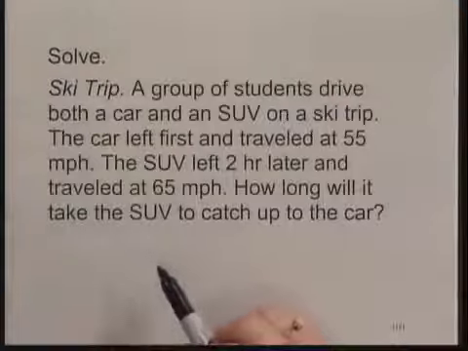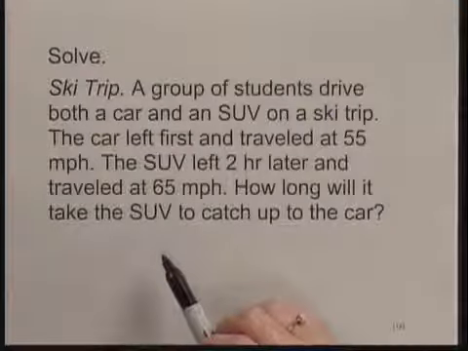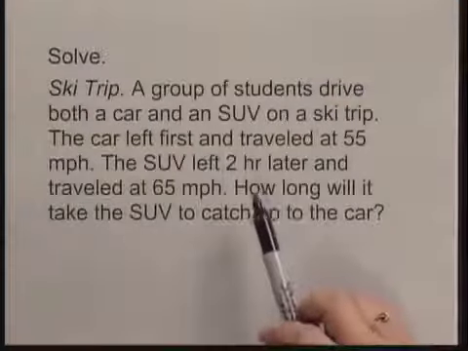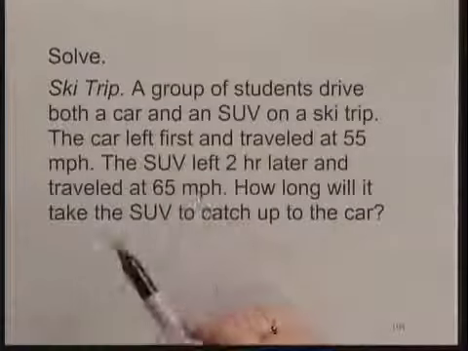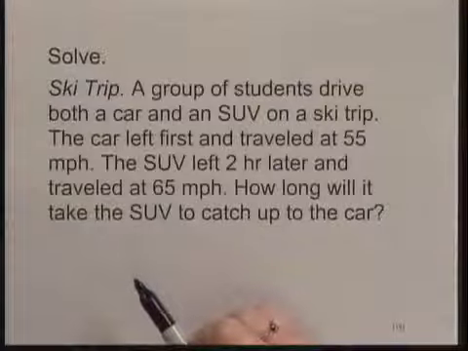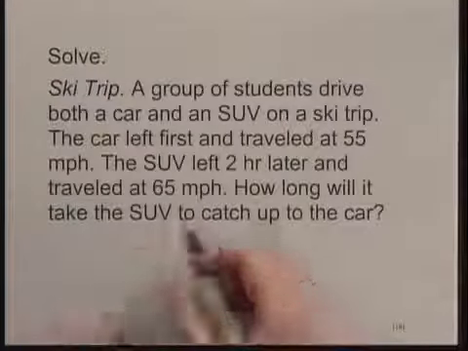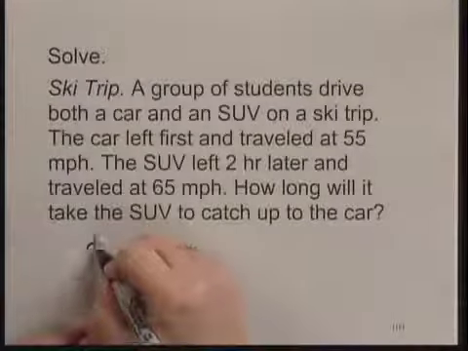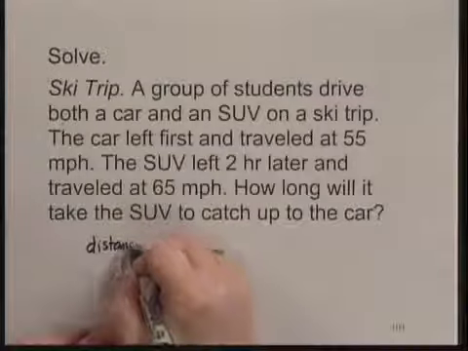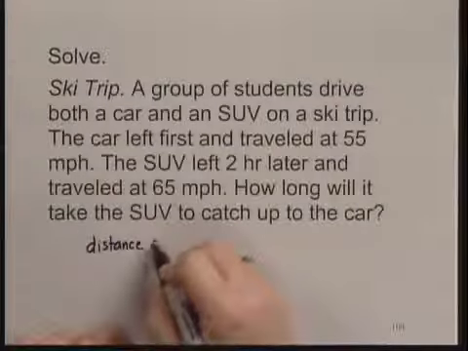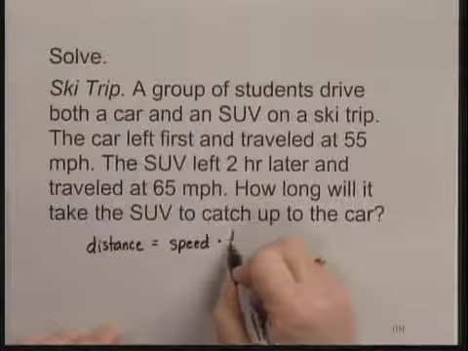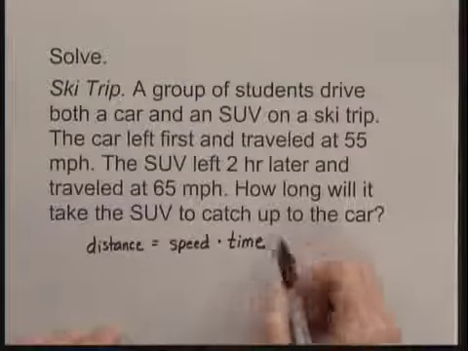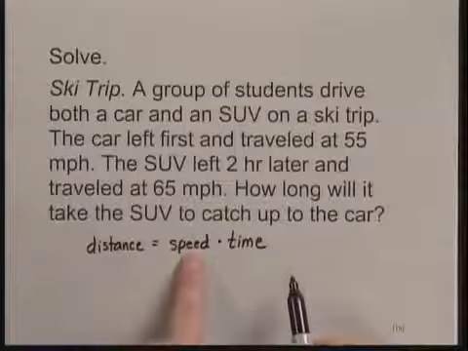A couple of things to notice as we begin our familiarize step is that we're given the speed, 55 miles per hour for the car and 65 miles per hour for the SUV. Since this is a distance problem, we'll be looking at distance, speed, and time, and we know that distance equals the speed or the rate times the time. So we're given the speeds.